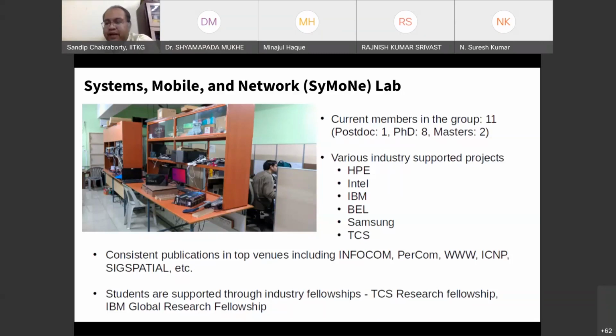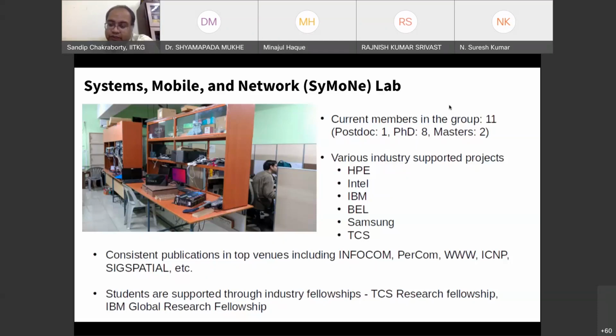In the lab, we have various industry-supported projects from HP, Intel, IBM, Bell, Samsung, TCS. And from the group, we have consistent publications in top venues, including Infocom, Percom, ICNP, Sigspatial, in all these top conferences, where I think you will rarely see any paper from India. And I can say that currently in systems research, this particular lab is doing at par with many of the top research labs across the globe.